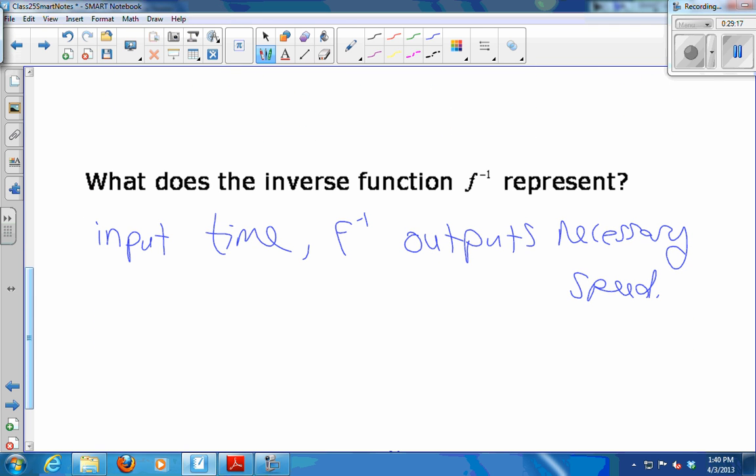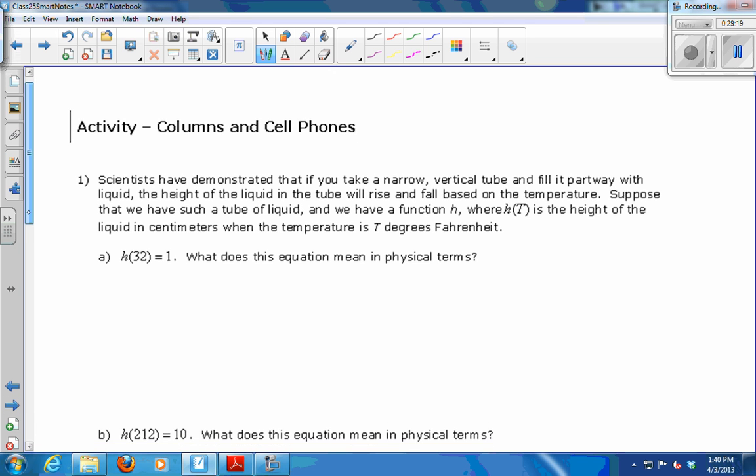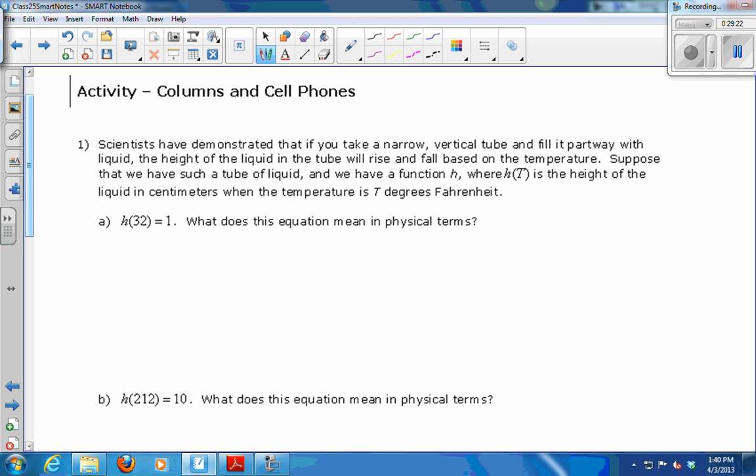Okay? All right, so next thing, I'm going to have you work in your groups on this activity called columns and cell phones. Kind of a fun one.